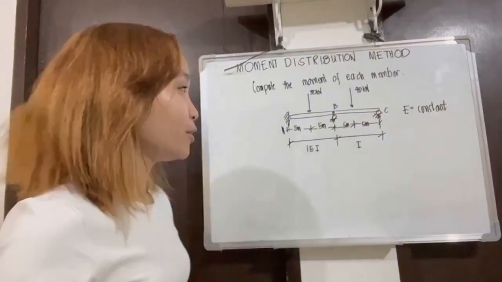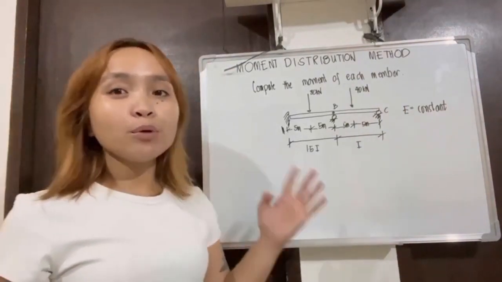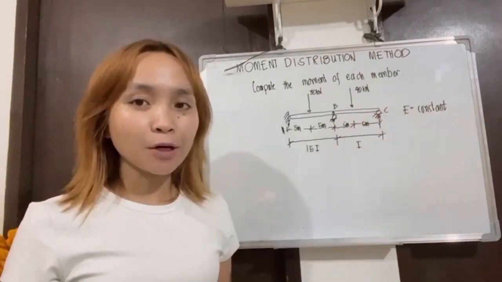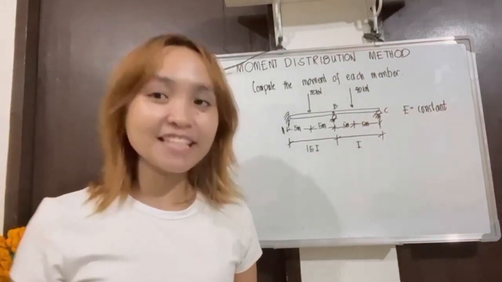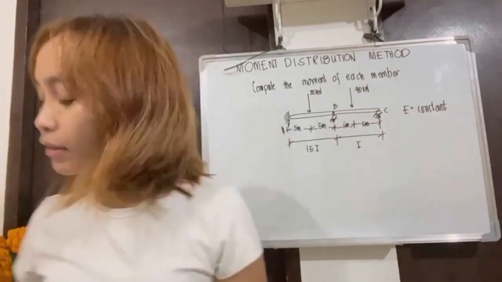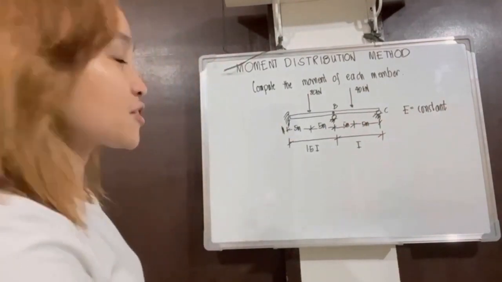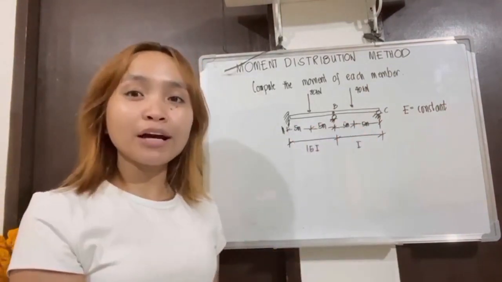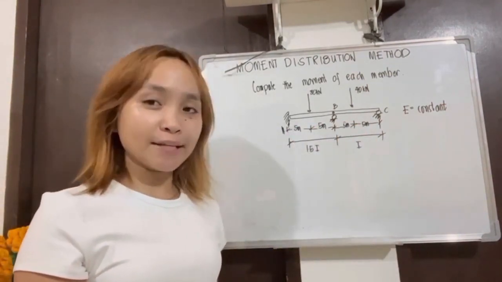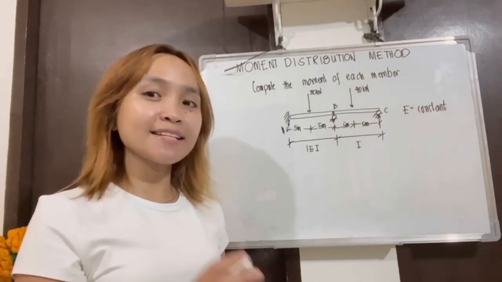We have an example here. So, compute the moment of each member. So, first is we need to compute the fixed end moment. So, mag-start ta dire sa A and B. Sa ako pang giingon ganina, we have to lock the joints para ma-lessen ang rotation.